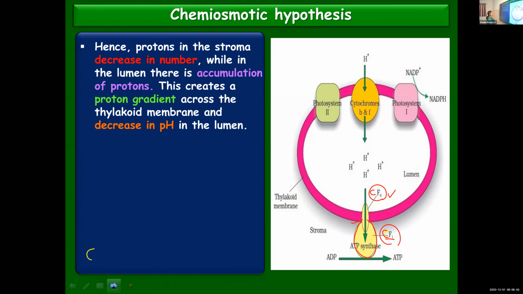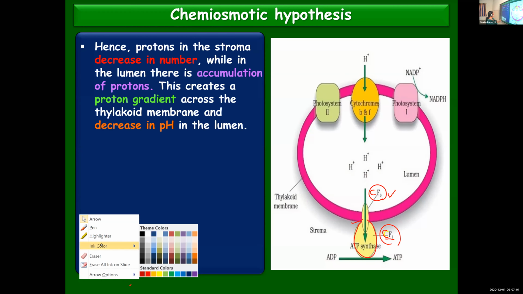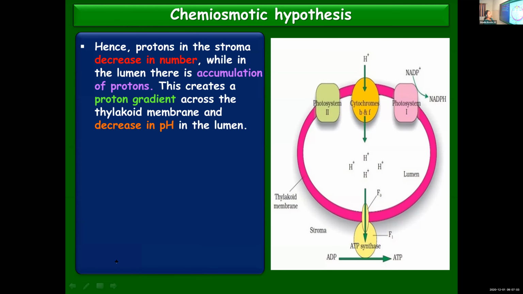I told you that the accumulation of protons inside will be more and outside will be less. So in the lumen it will be more, and in the stroma it keeps on decreasing. And this will result in the establishment of a proton gradient across the membrane. Because of the high concentration of protons inside the lumen, the pH will decrease and it becomes acidic.